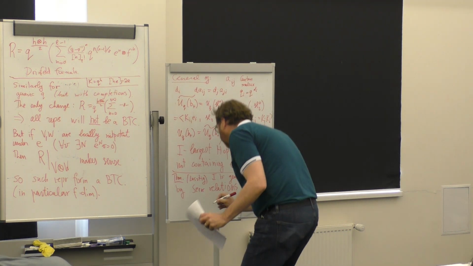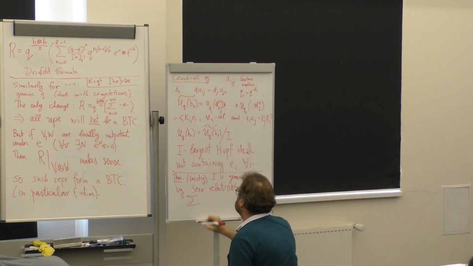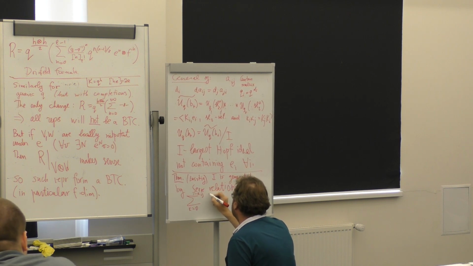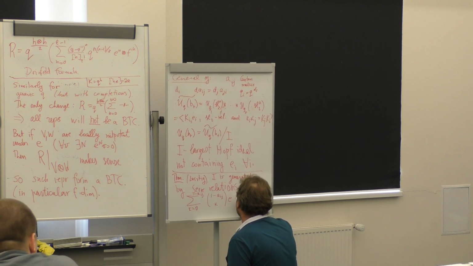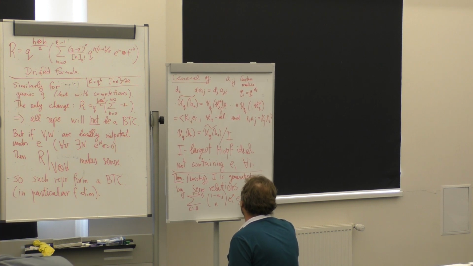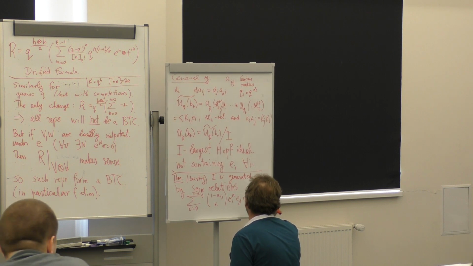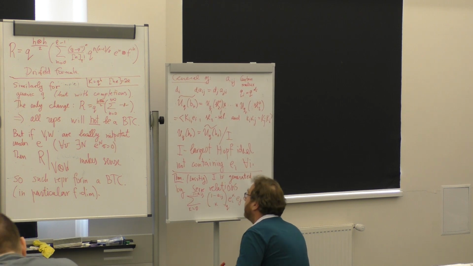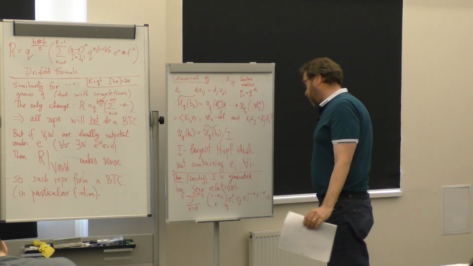And the Serre relations look like this. The usual Serre relations look like this. You take the sum from k equals 0 to 1 minus a_ij, of the binomial coefficient, 1 minus a_ij choose k, times e_i to the k, e_j, e_i to the 1 minus a_ij minus k, equal to 0. And here, what you should do is just take the q-binomial coefficient, which is the corresponding ratio of q-factorials.